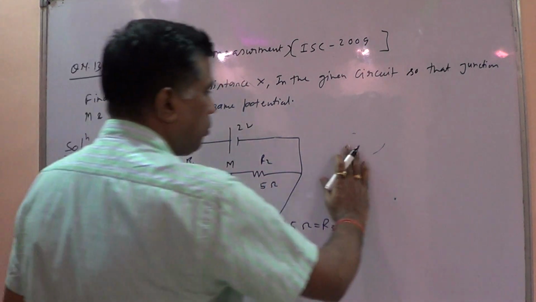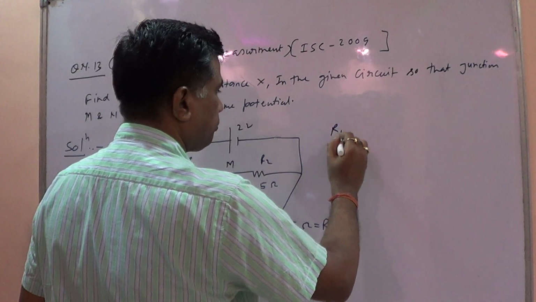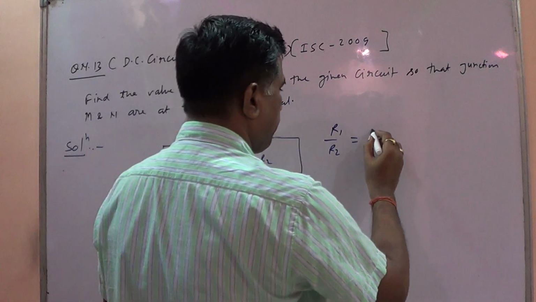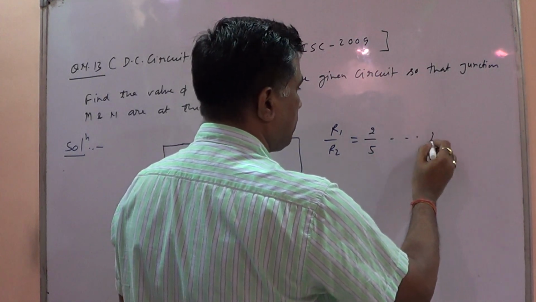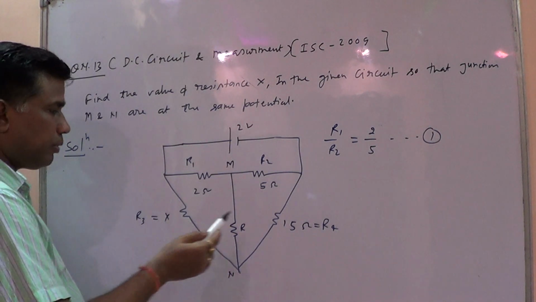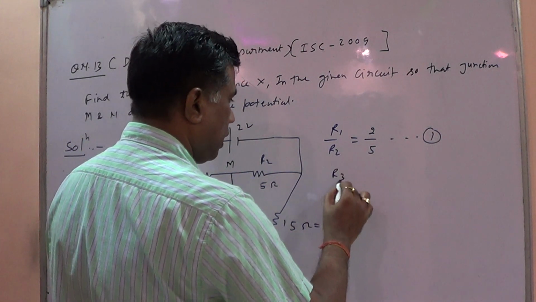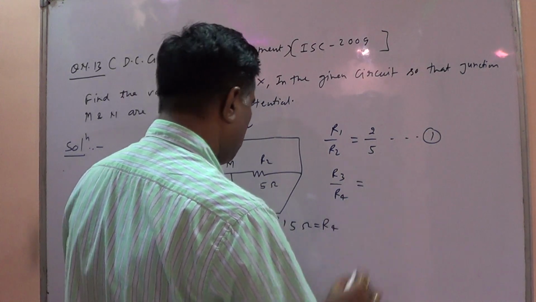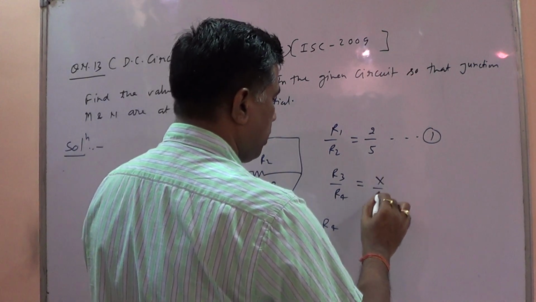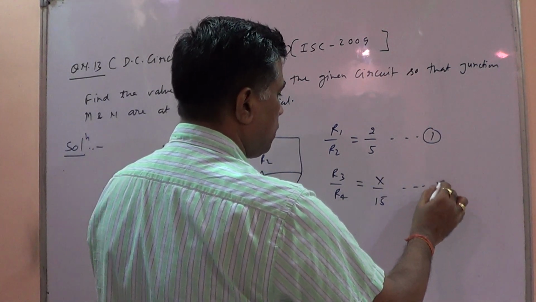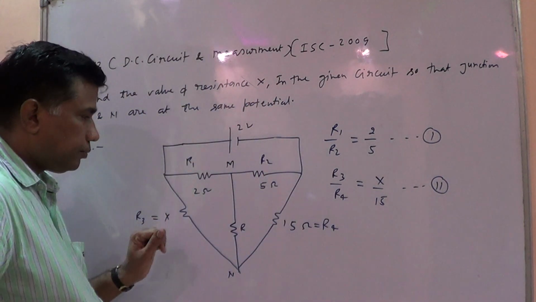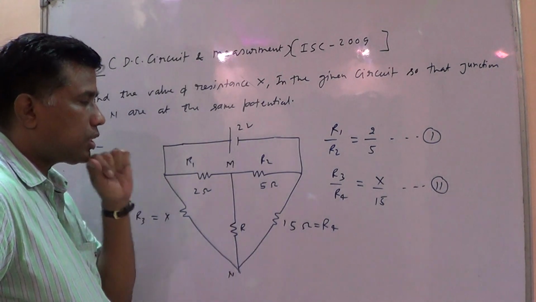The value of R1 by R2 is 2 by 5. Suppose this is equation number 1. Now the value of R3 by R4 is equal to X by 15. Suppose this is equation number 2. If these two values are the same, then this will be a balanced Wheatstone bridge.